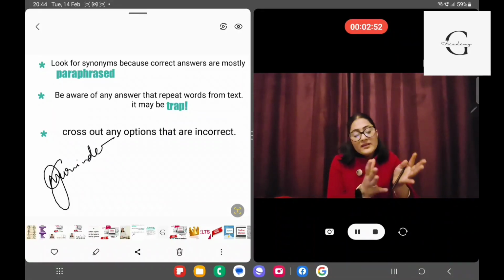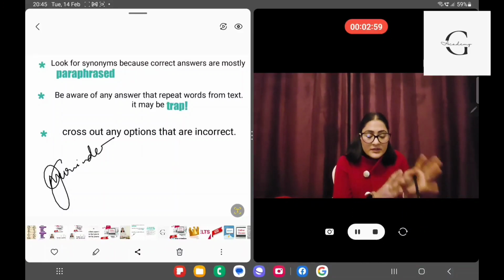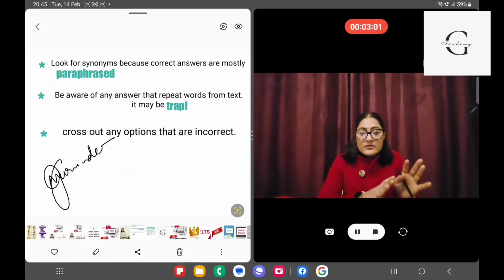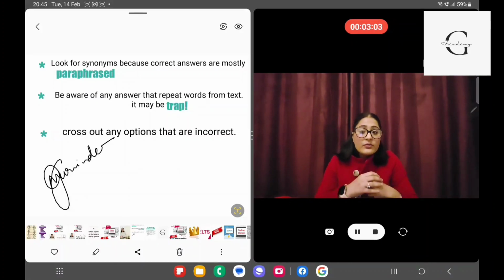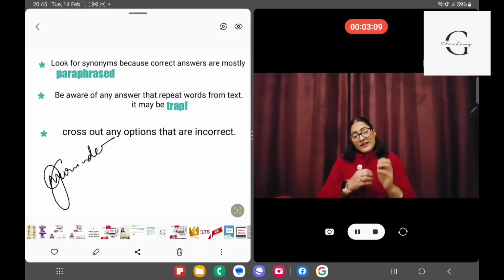The wrapping is called a synonym in reading IELTS. So I should go for the wrapped, or synonym, option. That's the best option for you. So the third tip is cross out any options that are incorrect. Sometimes we don't know the synonyms, so just take advantage of what you know, cross out the options and do that.